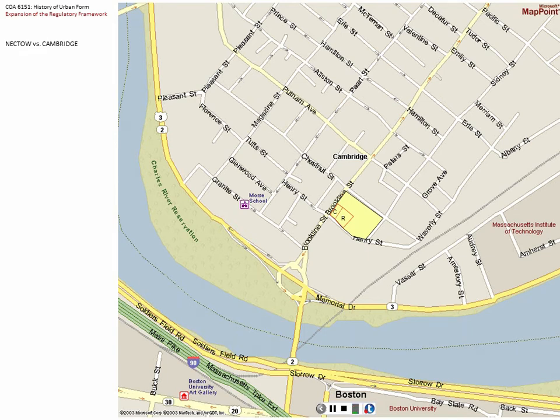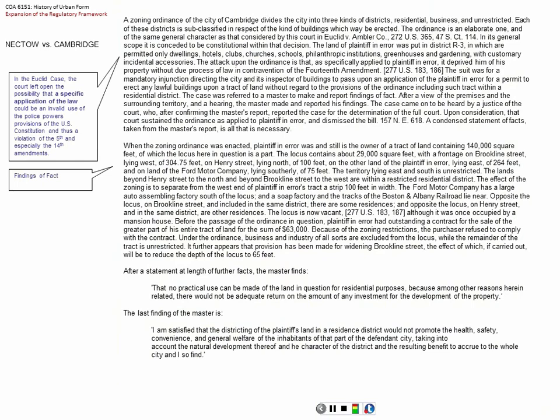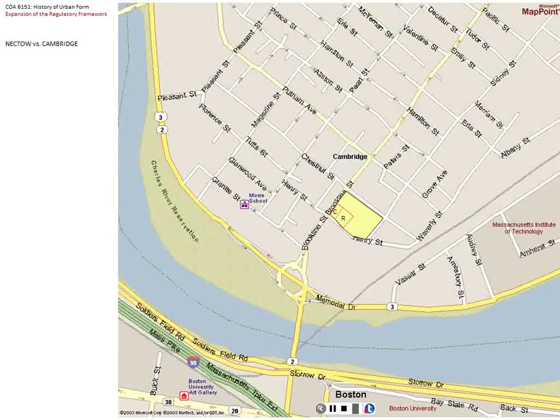Now, to take this further, and this is not in the comment, this is my commentary, in effect, what the zoning ordinance did was to create a de facto subdivision, right? It zoned one parcel of land two different things, with a line drawn down the middle of the property, saying that, in fact, one side could be used for commercial and the other side for residential.